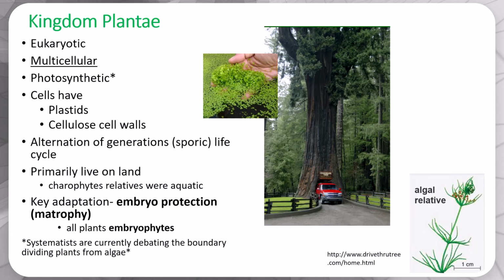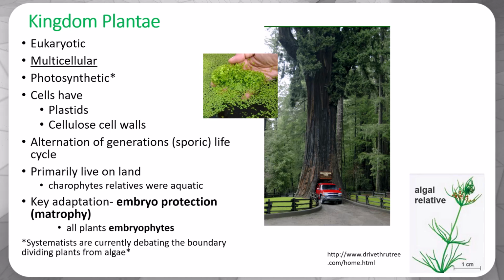So what makes a plant a plant? Plants are eukaryotic and plants are multicellular. We would expect them to be photosynthetic, although I put a little asterisk on photosynthetic because some plants have evolved special adaptations to be parasitic plants, right? But typically we would expect a plant to be photosynthetic. Their cells have plastids. They have cellulose cell walls. They have that alternation of generations or sporic life cycle. They primarily live on land, whereas their green algal ancestors were aquatic.